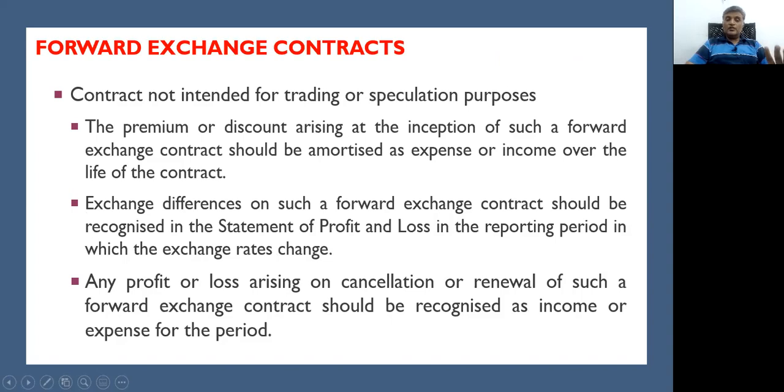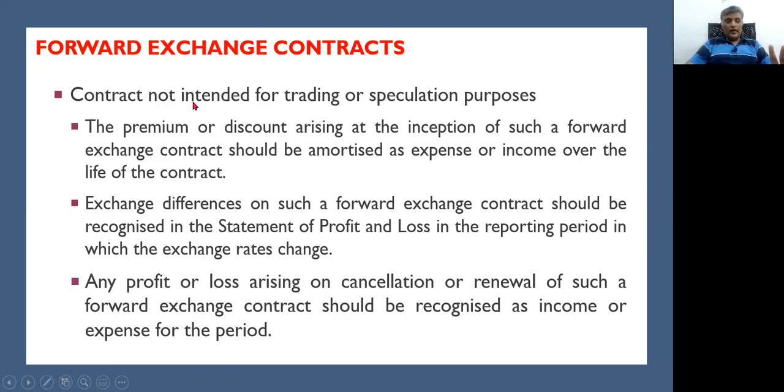Now let's talk about forward exchange contracts as well. There are two purposes for which you can enter into a forward exchange contract. One is a genuine forward exchange contract, which is not intended for trading or speculation purposes. The other is that you enter into a forward exchange contract for the purpose of trading or speculation. We will now deal with the principles for forward exchange contracts which are not intended for trading or speculation purposes. First, the premium or discount arising at the inception of the forward contract should be amortized as an expense or income over the life of the contract.